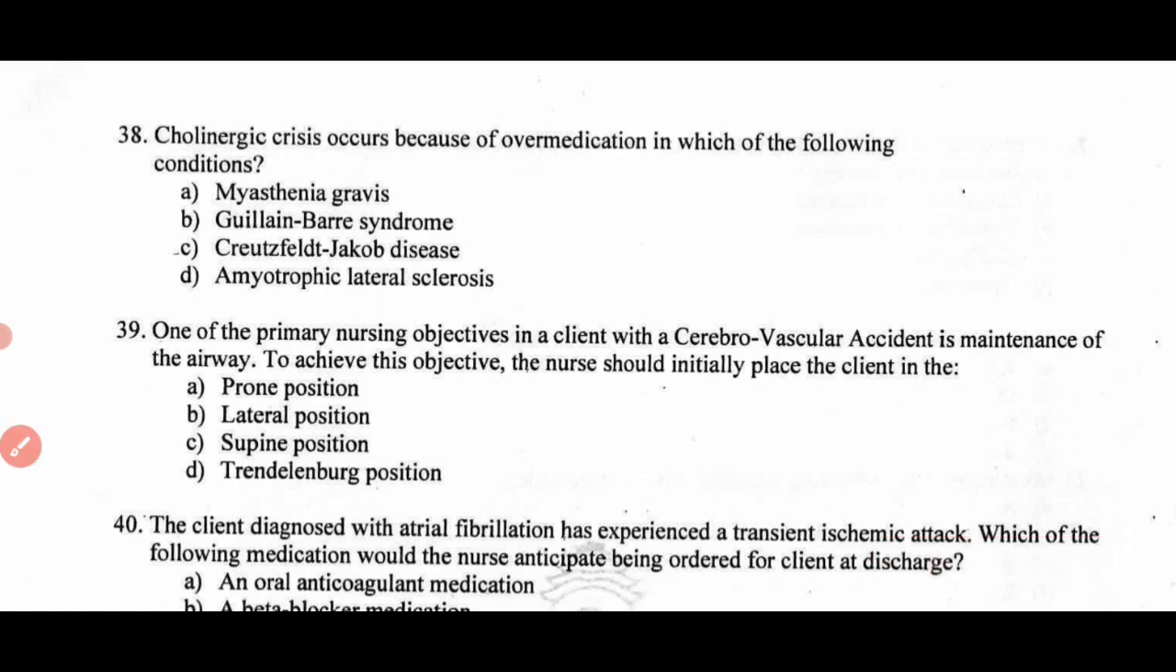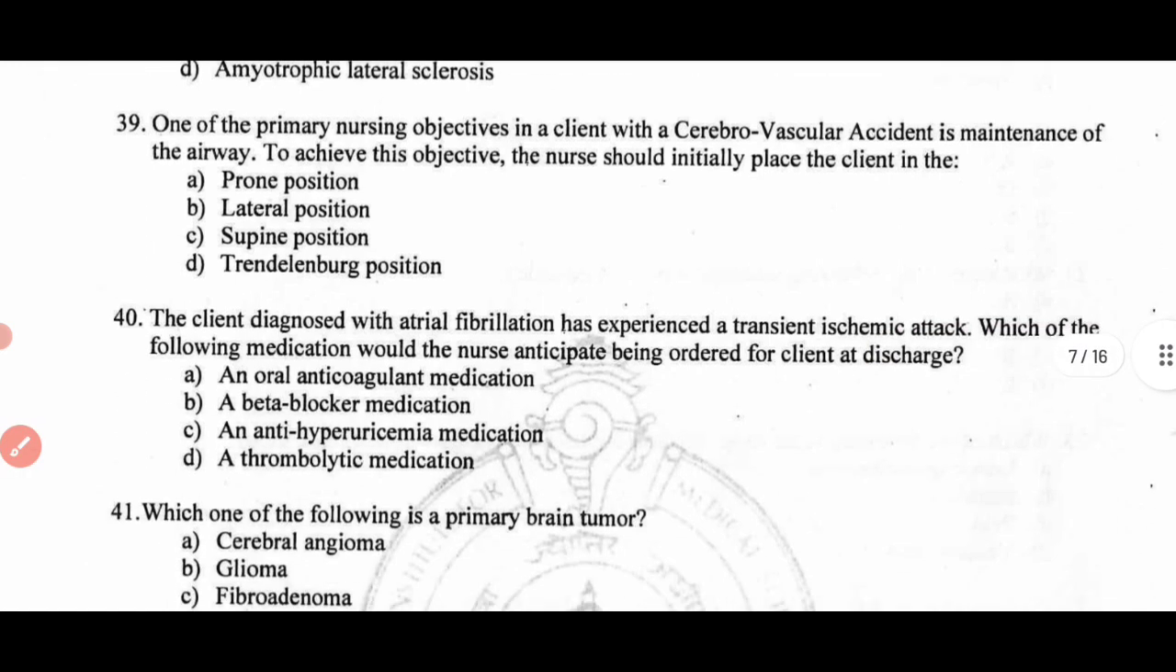And the question number 39. One of the primary nursing objectives in the client with cerebrovascular accident is the maintenance of the airway. To achieve this objective, the nurse should initially place the client in the, so the patient is having cerebrovascular accident, CVA, otherwise called stroke. So here, in order to maintain the airway, what position are you supposed to give? Usually for maintaining proper alveoli, you will be going for what? Semi-Fowler's or Fowler's position. That is 30 to 45 degrees semi-Fowler's, and 60 to 90 is Fowler's.